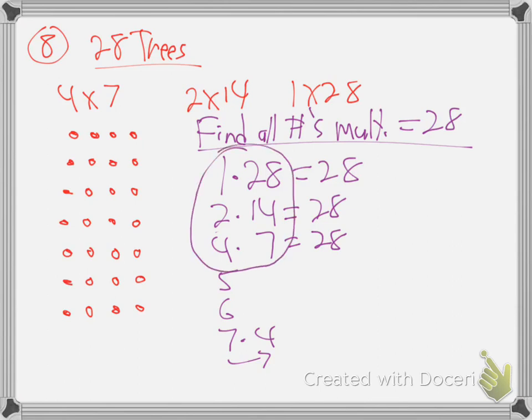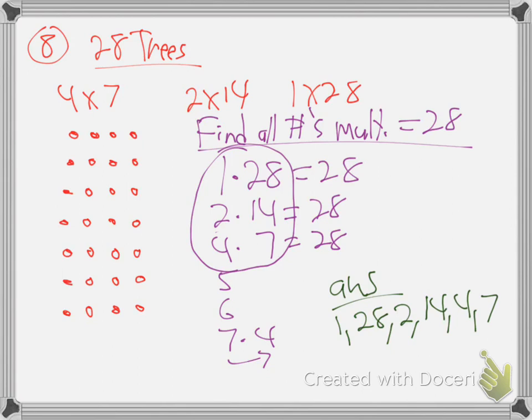How do they want you to answer the question? They just want you to list them with commas. So the answer to the question would be 1, comma 28, comma 2, comma 14, comma 4, comma 7. Any order, it doesn't matter what order. They just want them all listed with commas, any order.